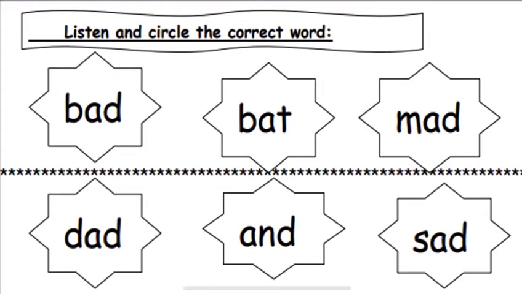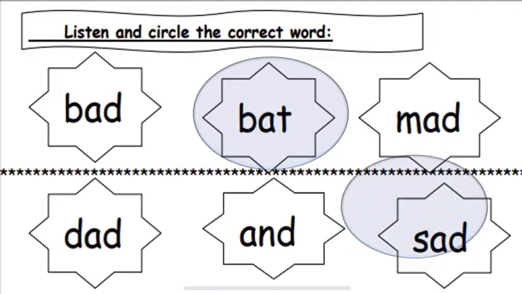Okay, now listen and circle the correct word. Here, shabab, we have 3 words. There is an odd one out, yes, from the sound. Here, bed, bat, mad. What is the odd one? Yes, bat, because it has a different end. Here, dead and sad. Yes, here, sad. Well done, my friends.